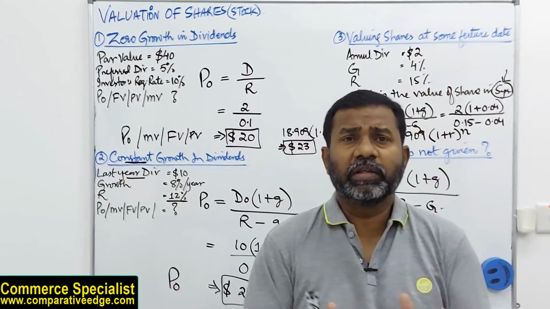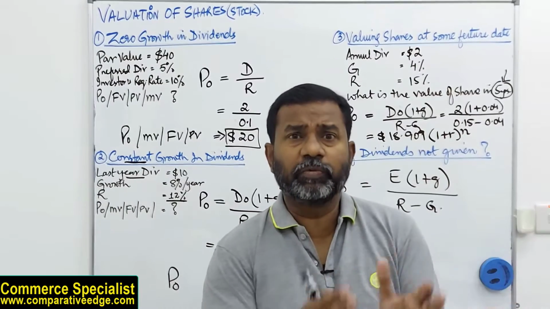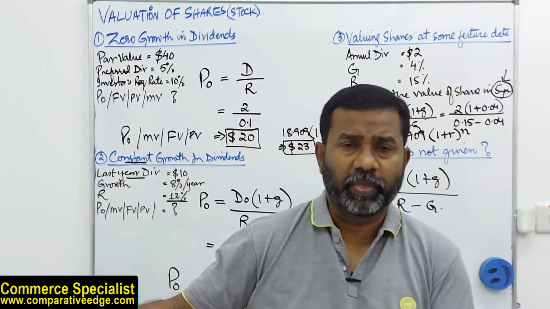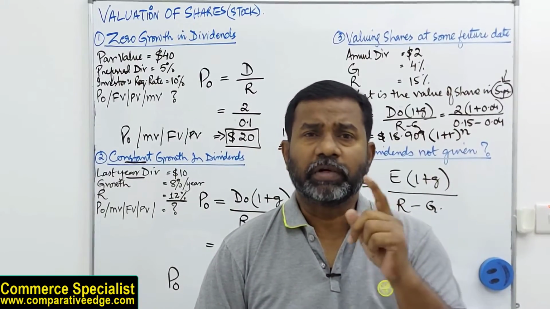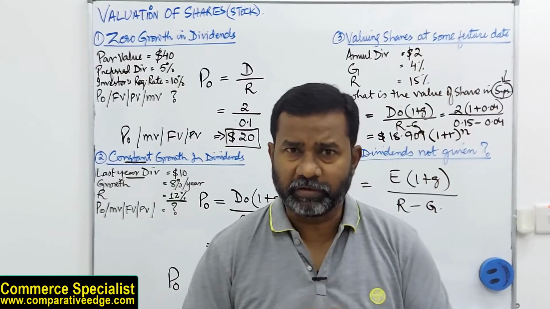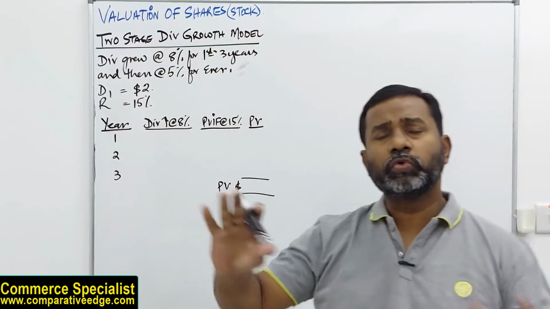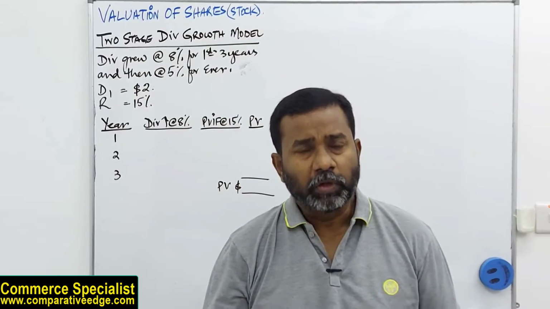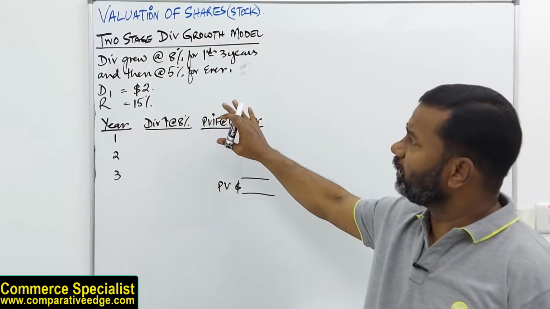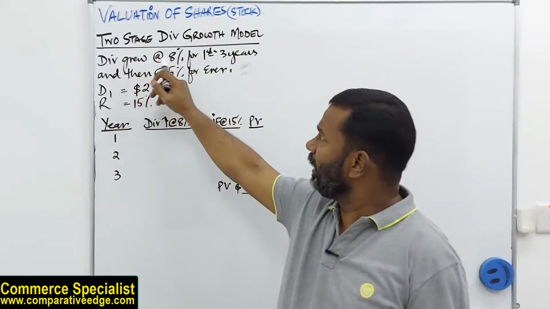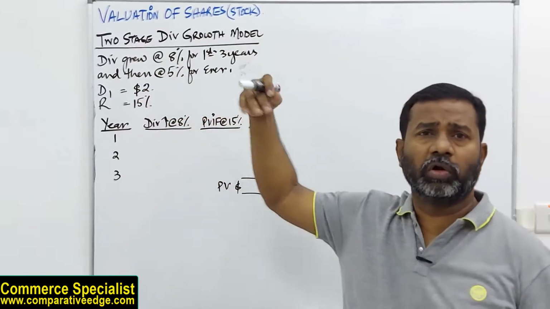So what is happening here? There are two different types of growth in dividend. First 5 years at the rate of 8%, after that 3%. So we can still find the value of shares using the two-step dividend growth model. Let's have a look at it. So now we have a scenario here. We are using the two-stage dividend growth model to calculate the value of shares. If you look at the historical details, a company's dividend grew by 8% for the first 3 years and then at the rate of 5% onwards.